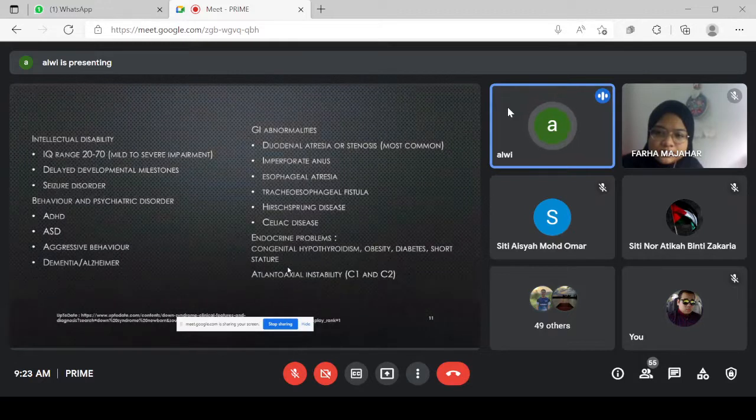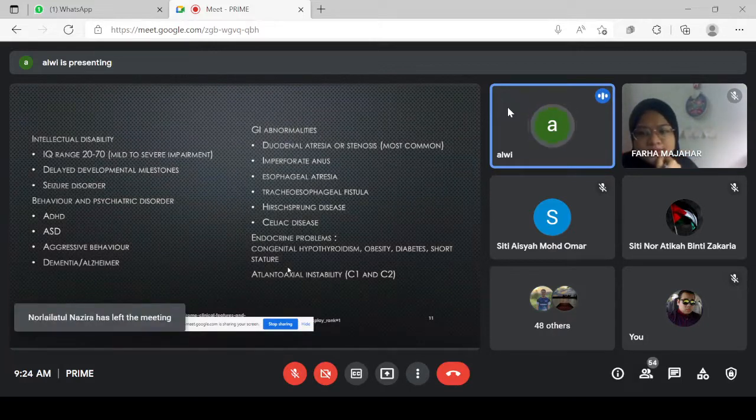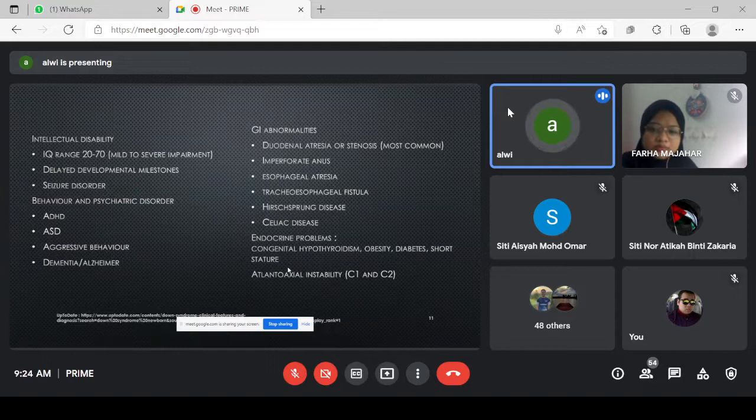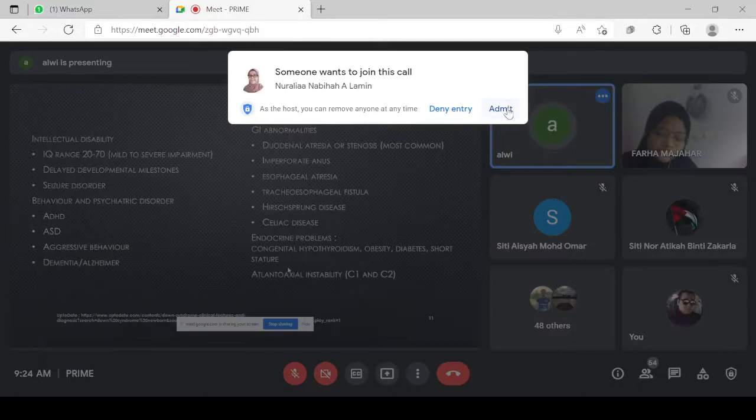For endocrine problems, about 20 to 30% of them will get hypothyroidism, more than 20%. This is because of thyroid agenesis, so they don't develop the thyroid gland. Then they will have obesity, diabetes, and short stature. Short stature is not because of growth hormone deficiency, but rather insensitivity. Obesity and diabetes are the morbidity that kills them. Most Down syndrome patients by age 30, 40 will have diabetes, and by age 50 they will have heart problems and die because of heart failure.